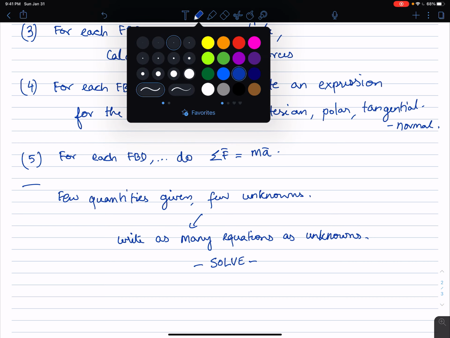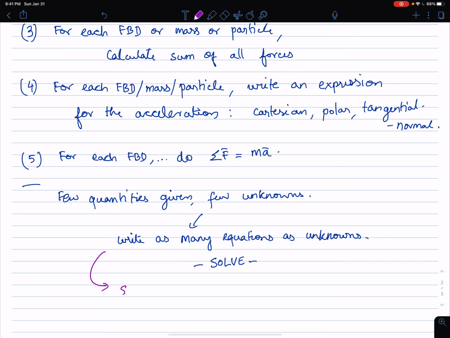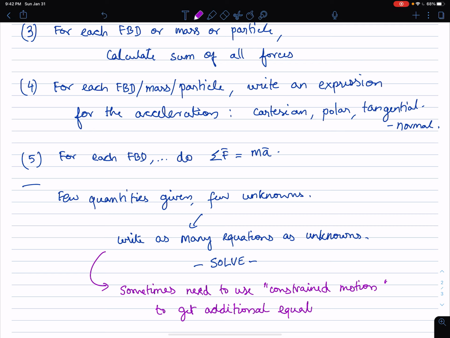Occasionally, I'm just going to write this down now, sometimes you need to use constrained motion to get additional equations, as F equals ma may not provide you sufficient equations. Okay, so this will become clear as we actually do example problems.